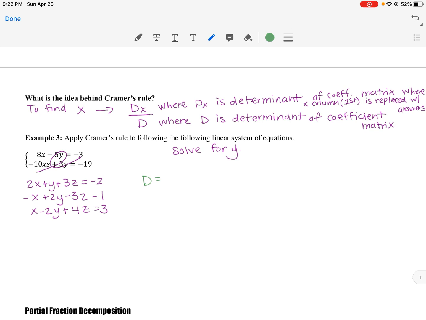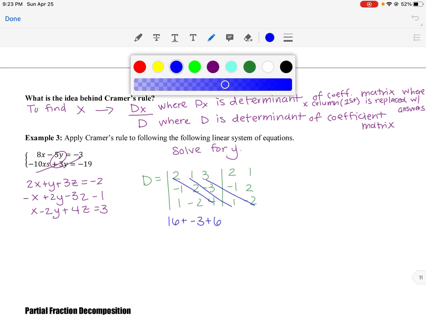So let's first find just our regular determinant. So a 3 by 3. So 2, 1, 3, negative 1, 2, negative 3, 1, negative 2, 4. I think most of you like the diagonal method, so I'm just going to repeat those first two columns. So we multiply down. So 2 times 2 times 4 is 16. Plus 1 times negative 3 times 1 is negative 3. 3 times negative 1 times negative 2 is positive 6.